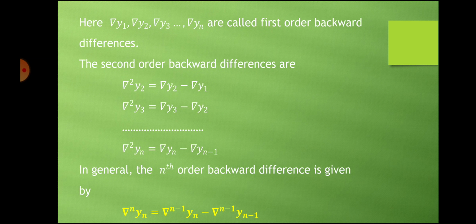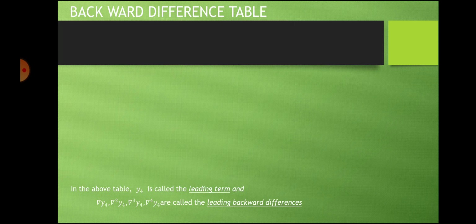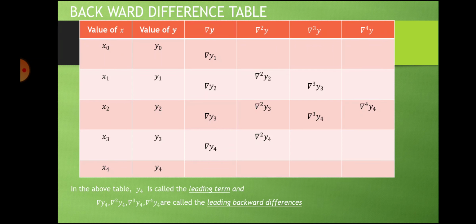In general, the nth order backward difference is given by del power n yn equals del power n minus 1 yn minus del power n minus 1 y n minus 1. We use these backward differences and forward differences if there is an equal difference between the two arguments, that is, for equally spaced intervals.